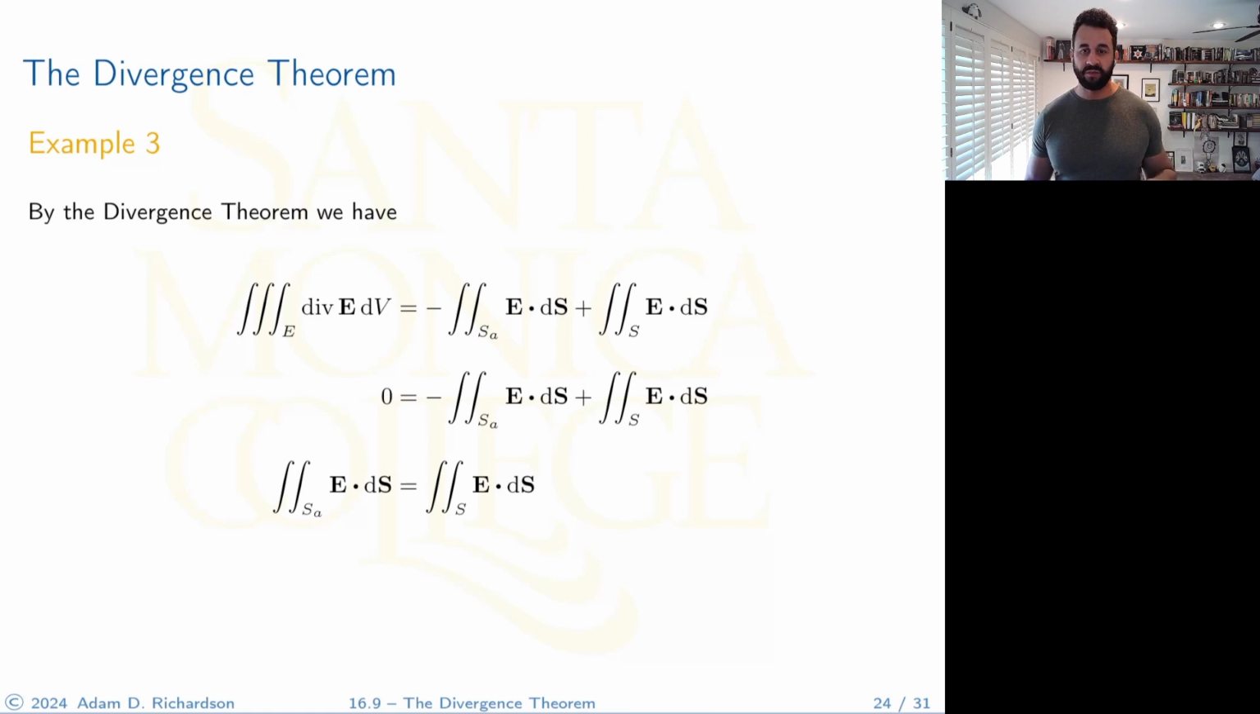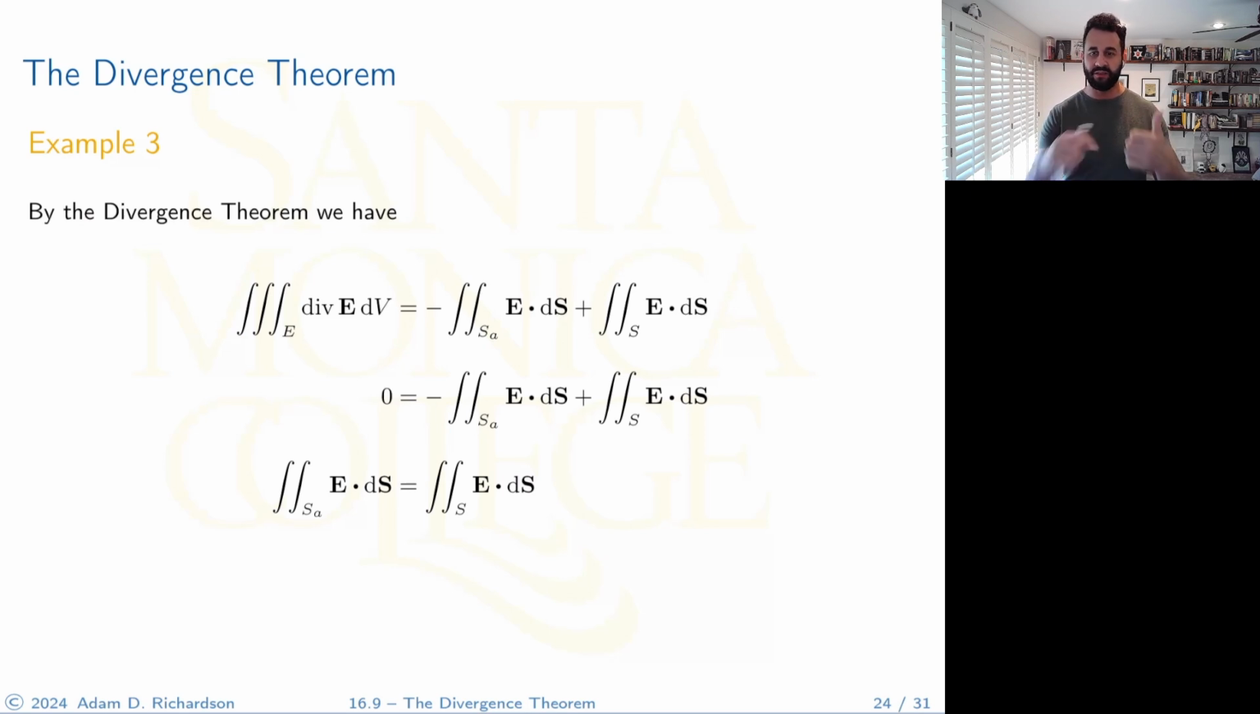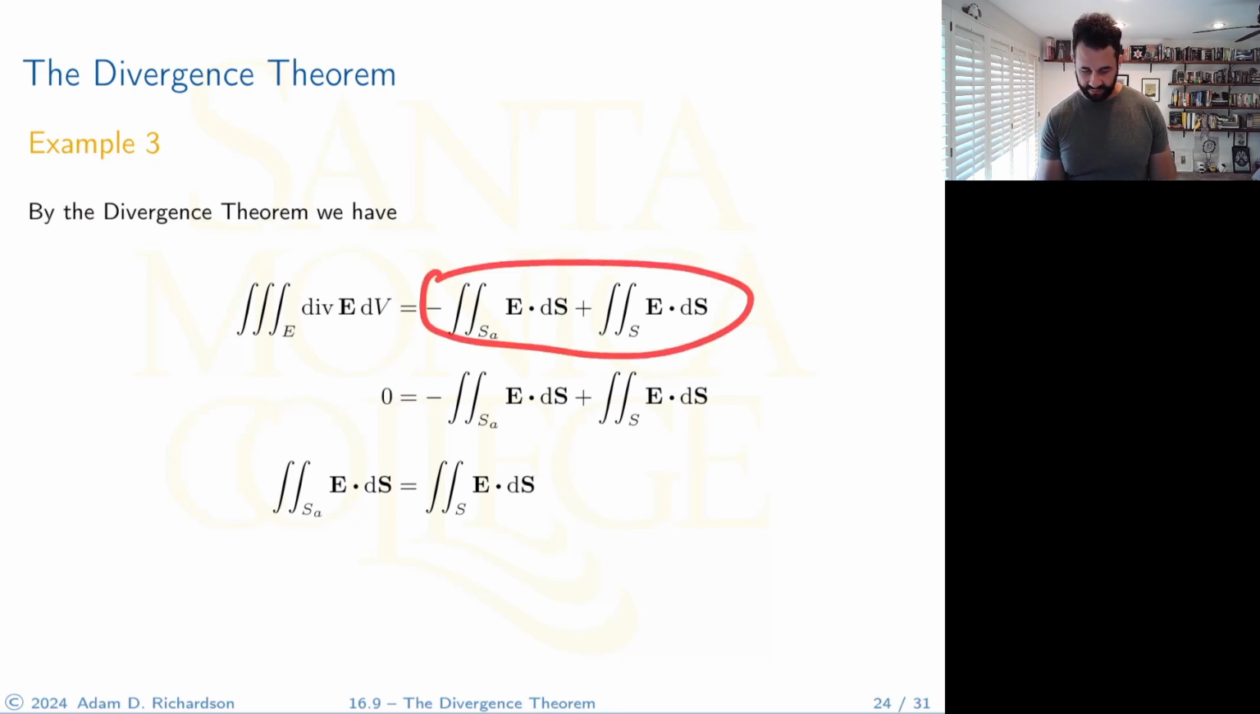Then by the divergence theorem, we get this. And let me say something about this. So here's the divergence theorem and that result that we just derived earlier using finite additivity and those outward unit normal vectors, right? We get this right here.